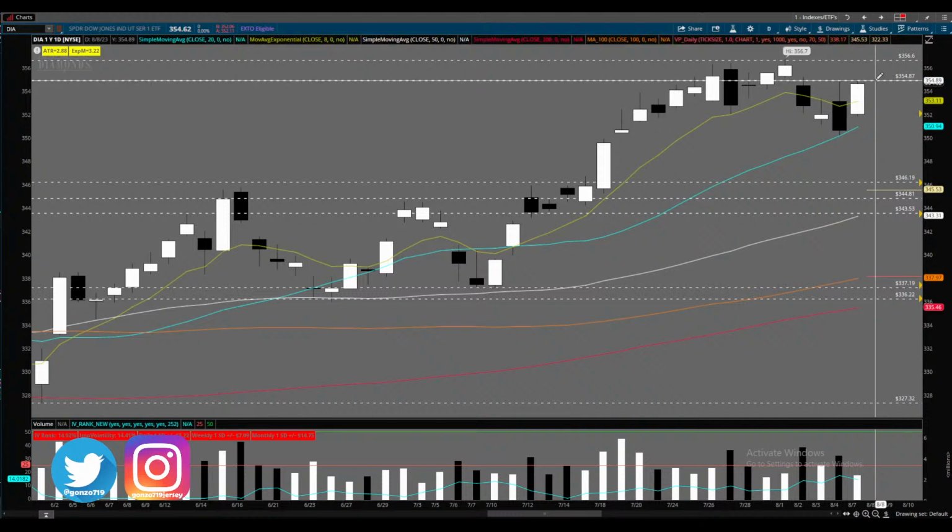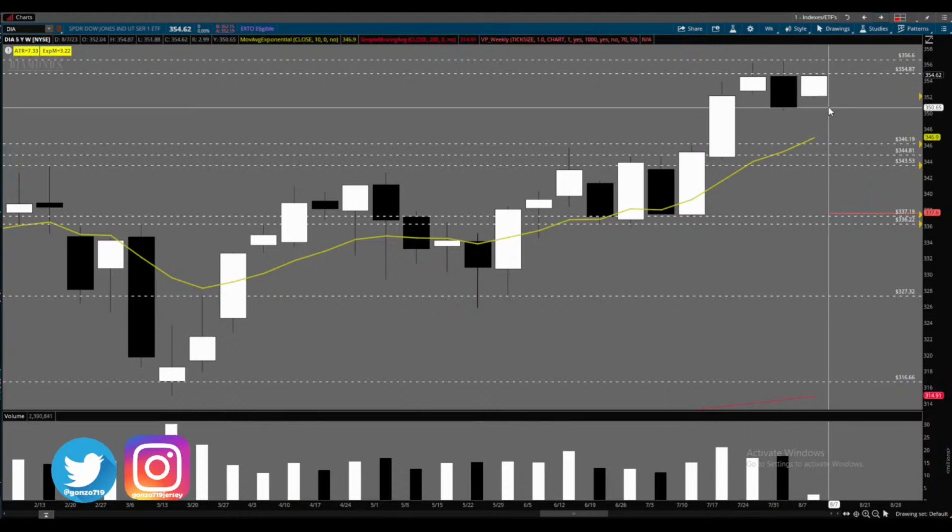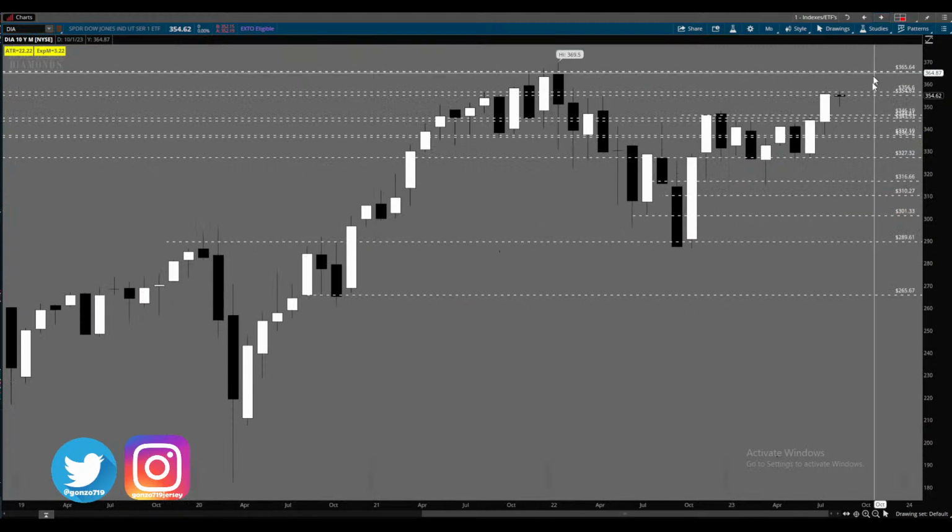Okay. That could be a total reversal candle here. So really watch the Dow. See how we're just consolidating in the Dow? Big move up and we're consolidating, right? And these are the weeklies. Here's the monthlies.